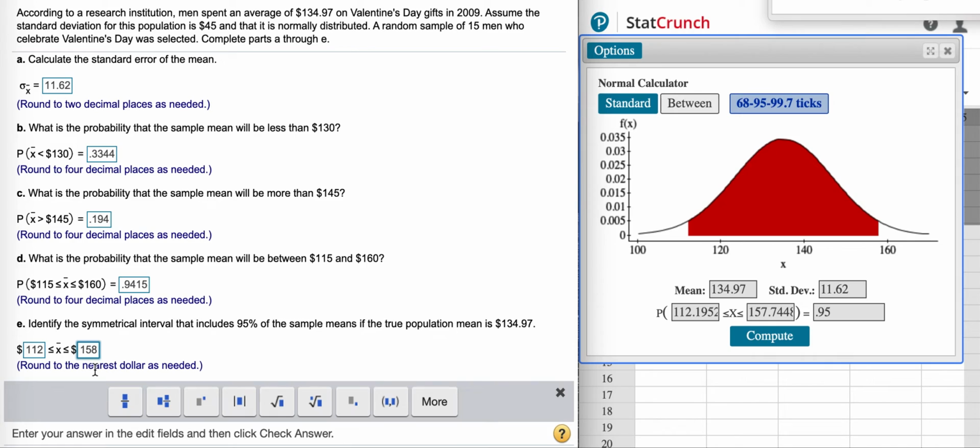So approximately 95% of all the sample means that we should witness in samples of size 15 should fall between 112 and 158. Here we've looked at using the sampling distribution of X bar to calculate some probabilities based upon the normality of X bar. This coincides also with our discussions of the central limit theorem. So I hope this has been helpful.